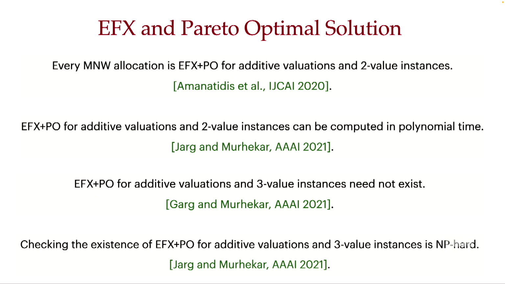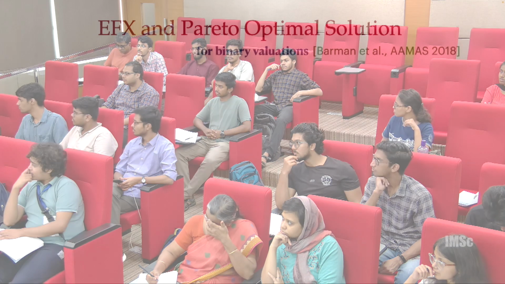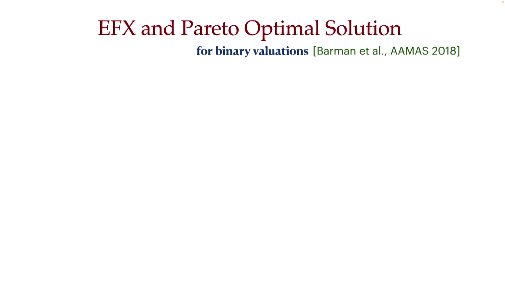Okay. What are 2-value and 3-value instances? You are sleeping, I see. So 2-value instances mean every agent can give only 2 values to items. Let's say there are 2 values, A and B. Now to every item I will either give the value A or B. That's it. Is it equal valuation, like all agents will give the same value? Yeah.